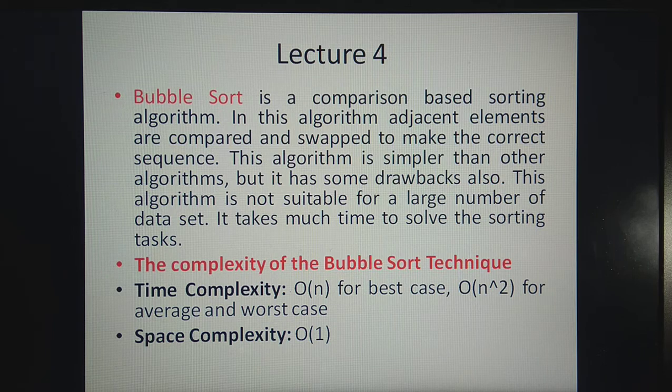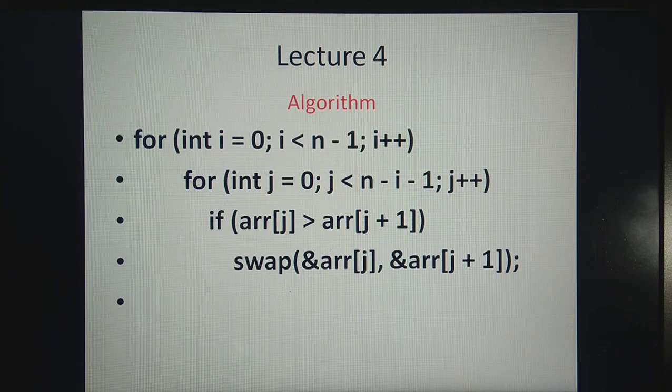The complexity of the bubble sort technique: time complexity is order of n for the best case, order of n square for the average and worst case, and space complexity is order of 1, or you can say order of constant. So what is the algorithm? For your exam purpose, you have to write only the 4 lines. Okay, this is the algorithm.